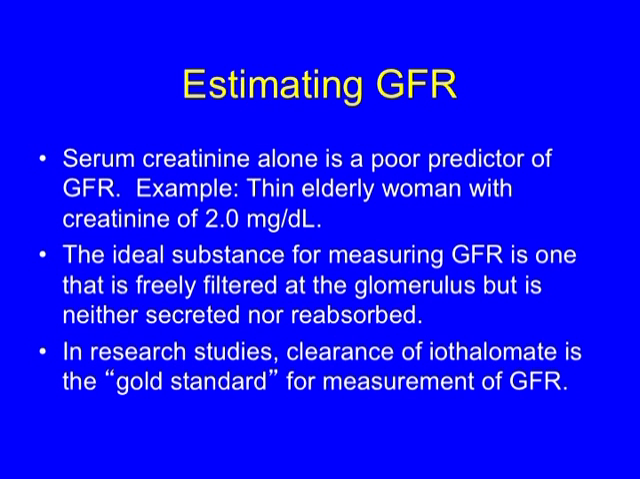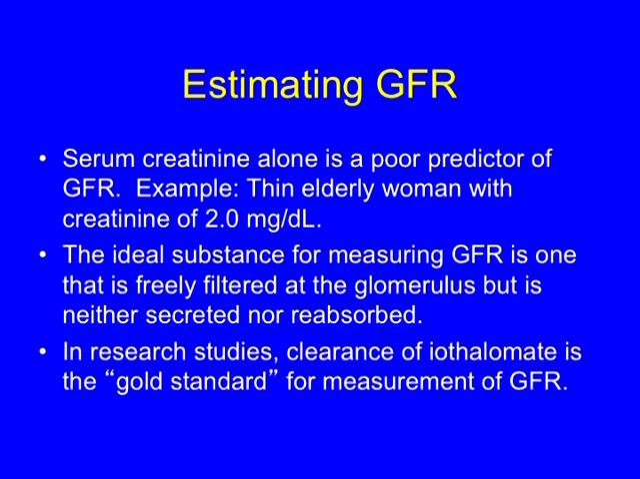So now let's turn to think about how do we actually estimate the glomerular filtration rate. Since it's so important in defining the stage of chronic kidney disease, how do we actually get there? Well, you all know that serum creatinine in and of itself is a poor predictor of the glomerular filtration rate. So a thin elderly woman with a creatinine of 2, at face value it might not seem that high, but based upon muscle mass, that creatinine of 2 may actually represent significant chronic kidney disease.